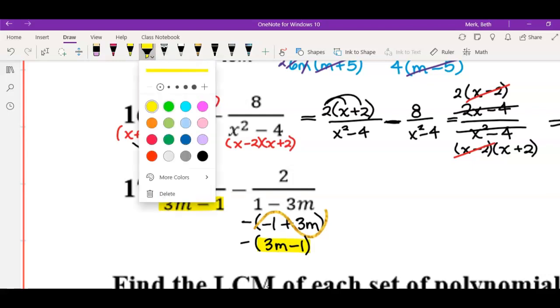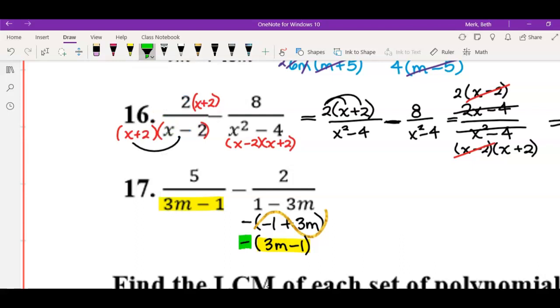Now you can see that I have these common pieces. However, I also have this negative right here. So that's a problem because this first fraction doesn't have a negative. But something I can do with this negative, I can take this negative and use it to cancel out the negative that's right here, where two negatives make a positive. So now I have 5 plus 2, which gives me 7 over 3m minus 1.